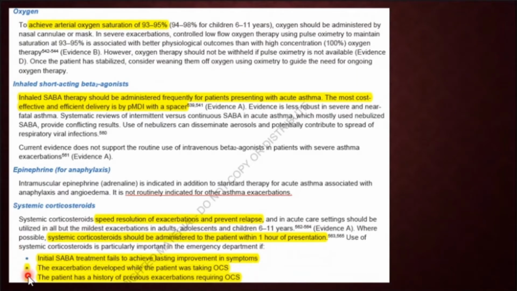to the patient. The exacerbation has developed while the patient was already taking oral steroids, and the patient has a history of previous exacerbations in the past, which have all required steroid use. So in such cases, it is always prudent to start the systemic steroids early. What we can use orally, 40 to 50 milligram. Usually we give 40 milligram prednisolone once a day, or we can give 200 to 300 mg of hydrocortisone in divided doses. This is usually given IV.